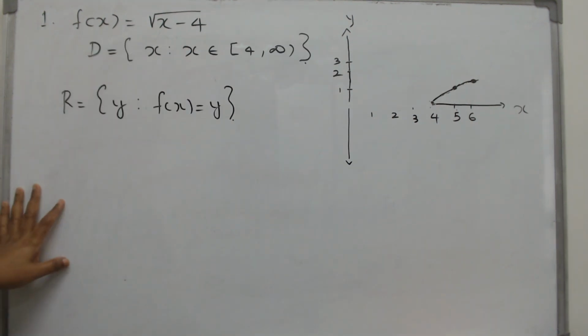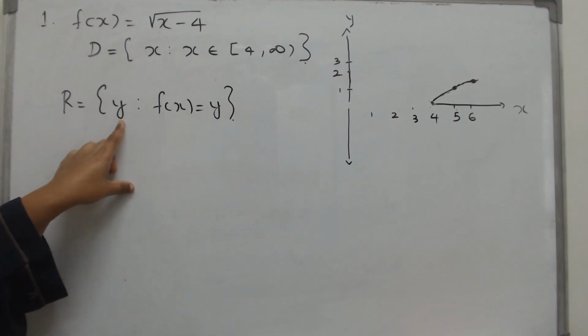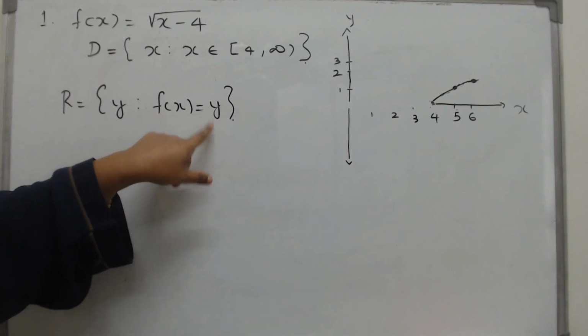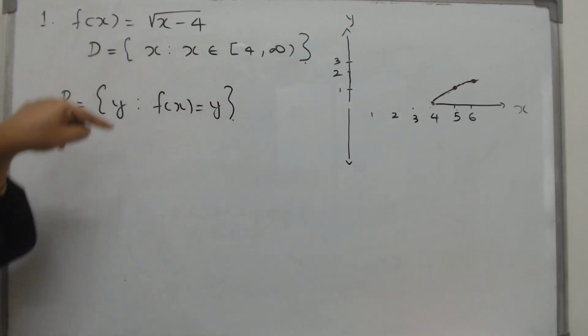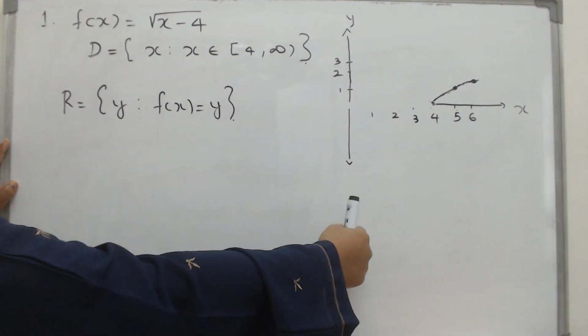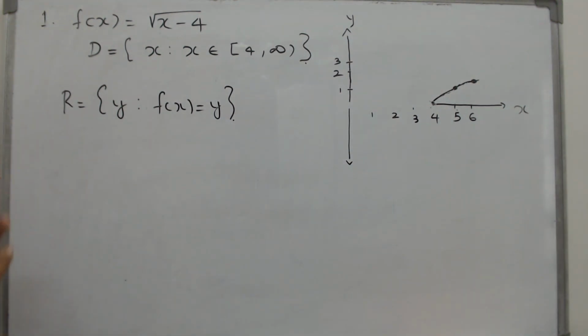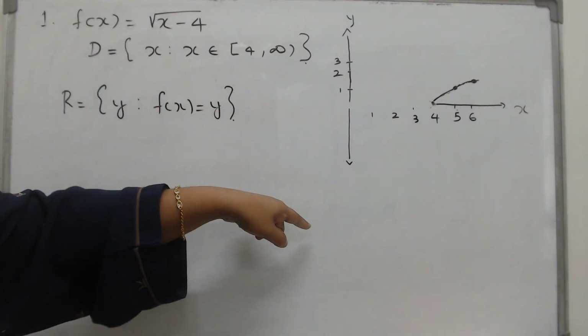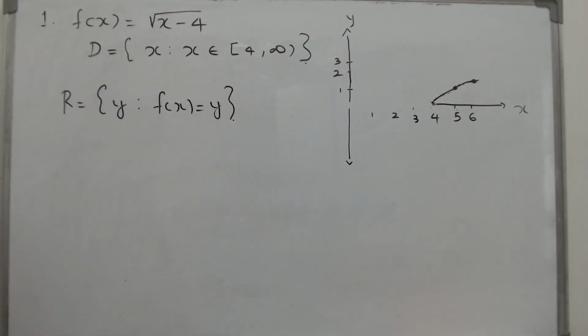Now what is the range? The range is the collection of all the y for which you can find a pre-image. f of x should be equal to y. Every y should have an x. We are going to take the collection of all those y. In other words, what we are going to find out is, do we need this entire axis all the way from minus infinity to infinity? Do we need all of these numbers, or is there going to be a restriction?